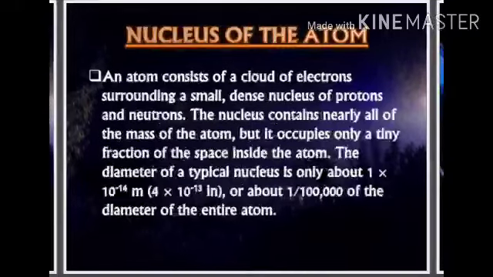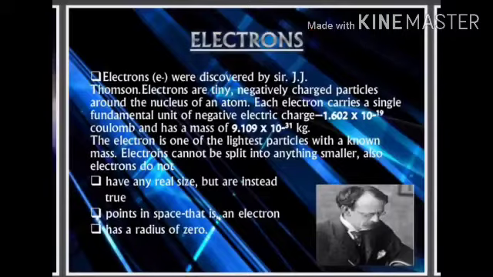After that, we will discuss the nucleus of an atom. It is the small space present in an atom which contains protons and neutrons, which makes an atom, we can say, electrically neutral, as the positive charge is balanced by the negative charge present in an atom. After that, we will discuss the electron.